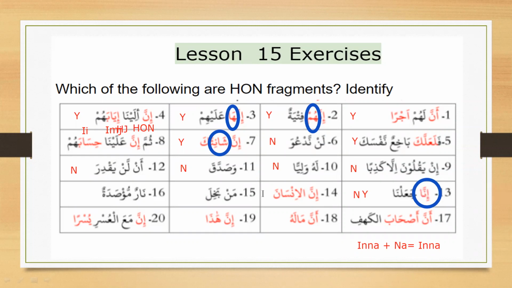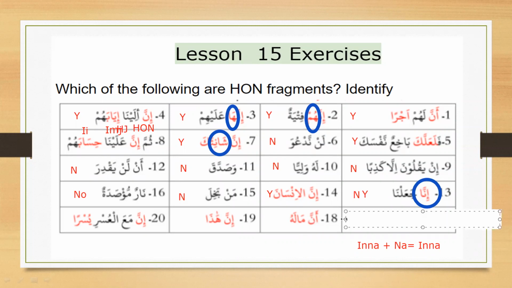And this one is also yes, but this one, we don't see any harf of nasb, so this is no. And narum musadatun, no, because there is no harf of nasb. Anna ashab al kahfi. So over here anna is the harf of nasb, and ashaba, very close to anna, is the ismo anna. Over here, anna ma lahu. Again, anna.